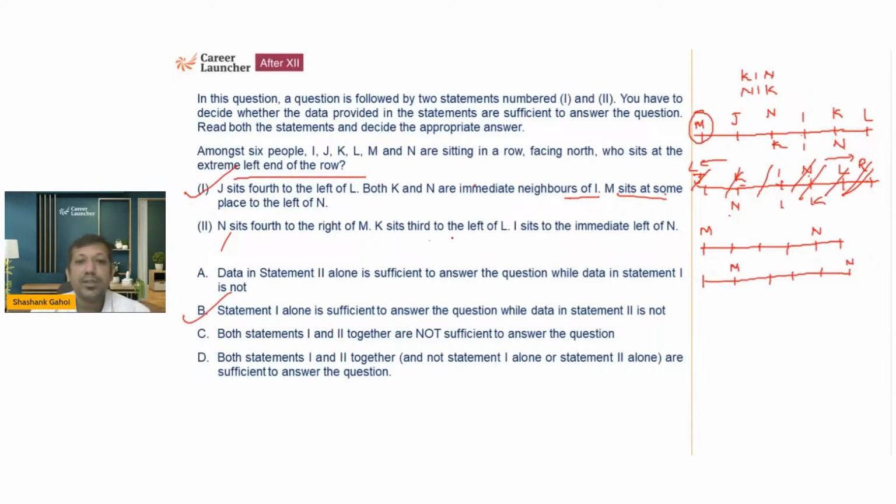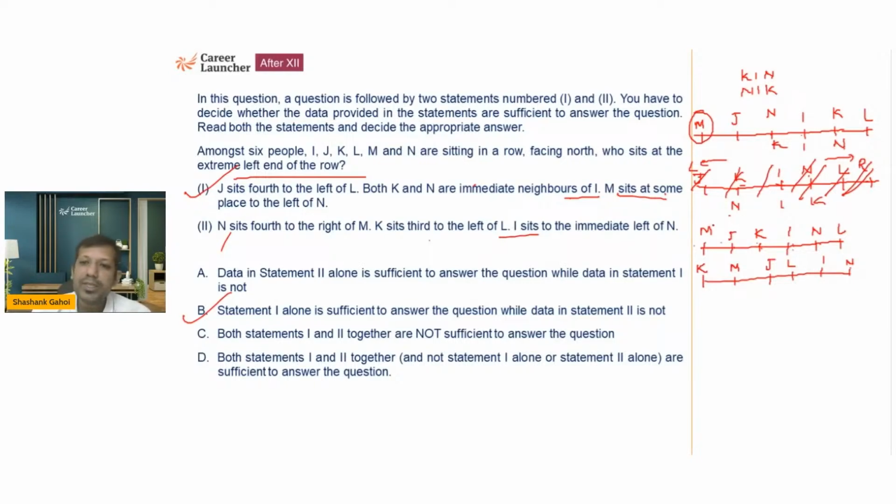Now K sits third to the left of L. If L is here, then K is here. Not possible. So L has to be here. And 1, 2, 3, this should be K. I sits immediate left of N. So I is here. Now in this case, I is going to be here. L should be here, and K should be here. Now in the remaining place, I can place J.